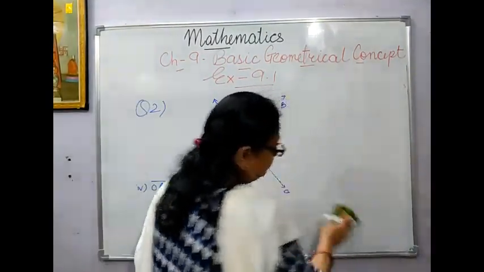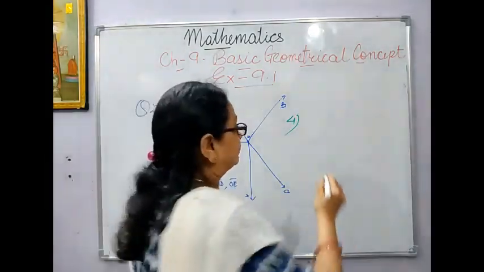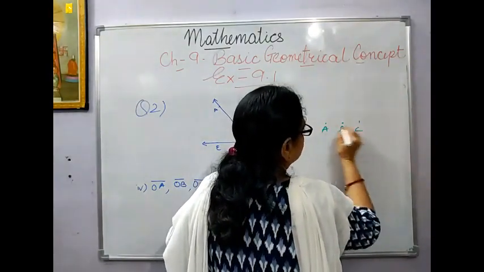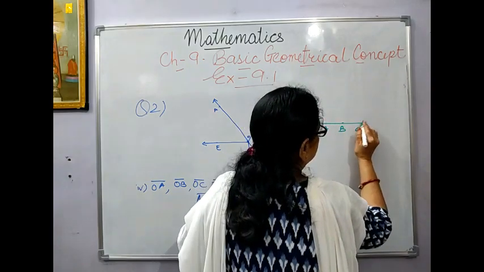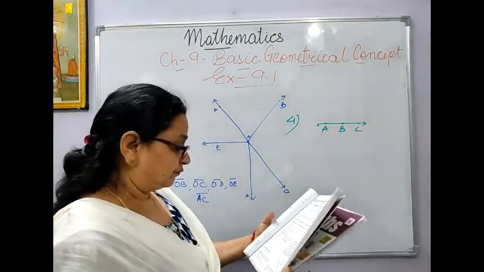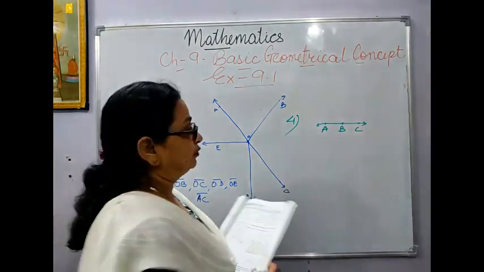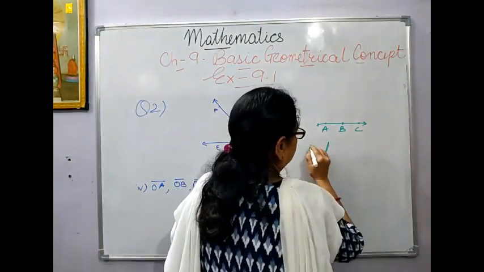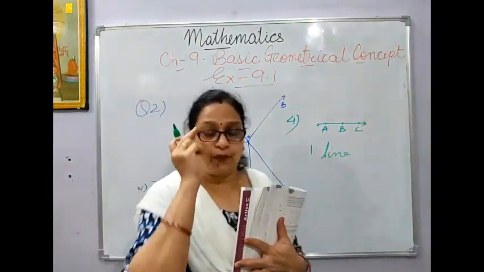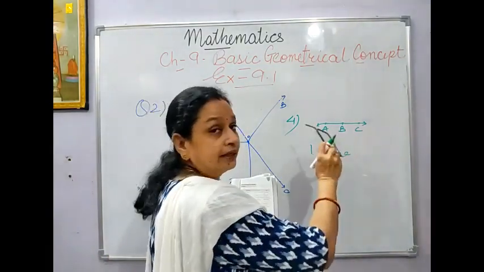So question number 4. 3 points, they are collinear. That means A, B, C. Collinear means they are lying in the same line. So that means what you will get if they are collinear, how many lines do you get? You are getting only one line, because they are collinear. Collinear means the points are lying on the same line. So I have arranged, so what you get? One line.